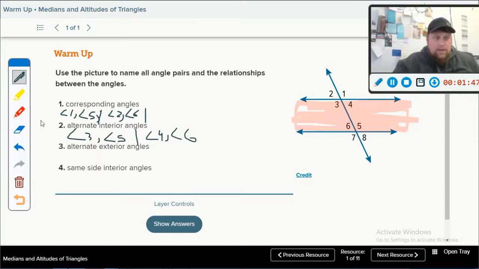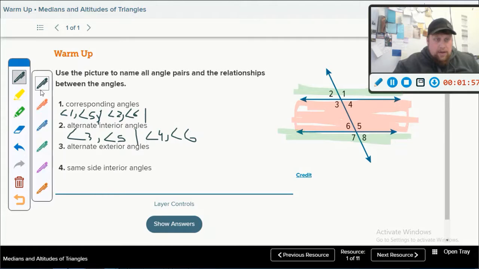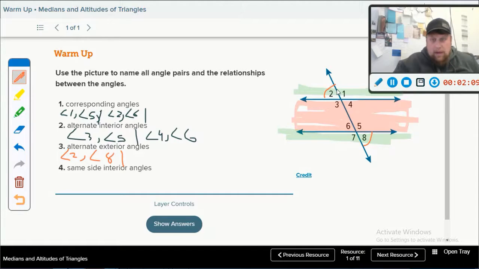Well, if interior is on the inside, then exterior is on the outside, your outside angles, right? And it says alternate exterior angles, and it turns out, hey, guess what? Angle 2 is congruent to angle 8. So we have angle 2 and angle 8. And then what else do we have? We have angle 1 and angle 7. Angle 1 is congruent to angle 7.